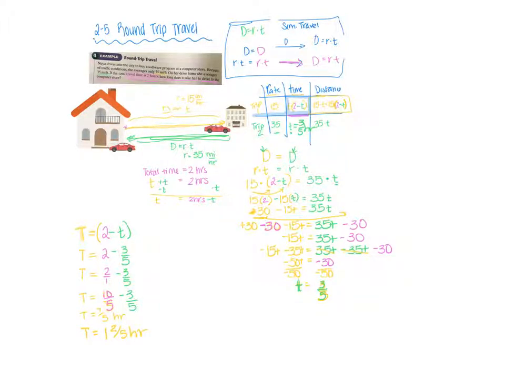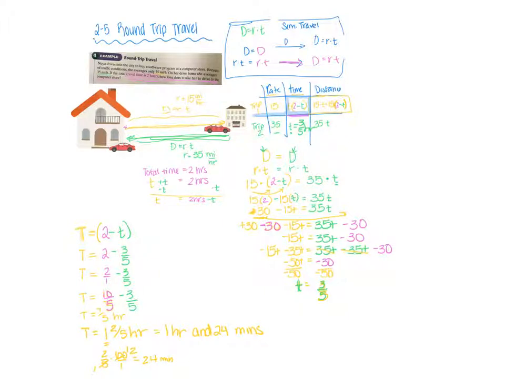Let's think about this a little bit. I've got a whole hour. How many minutes do I have? What is 2/5 of 60 minutes? Hopefully it's 24. I just took 2/5 of 60 minutes. So I have 1 hour and 24 minutes. That's how long it took me to get to the original store.